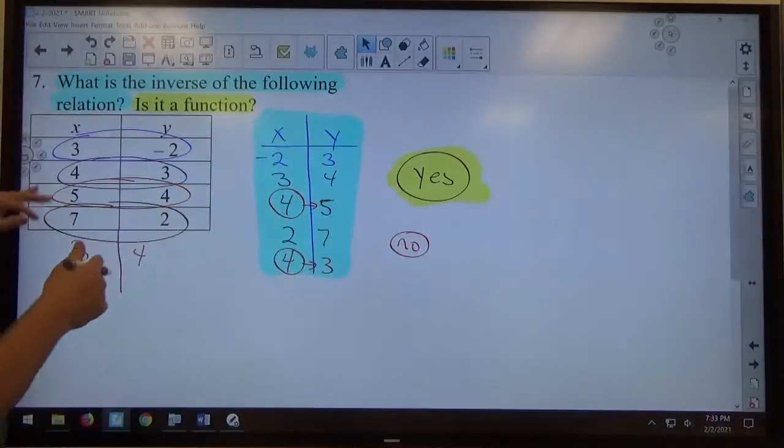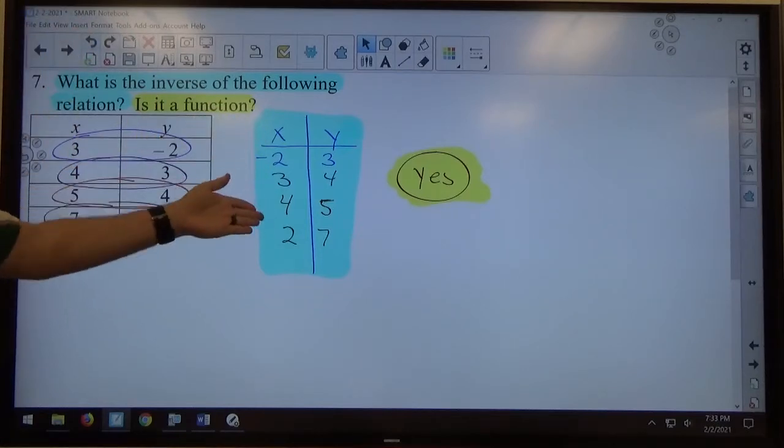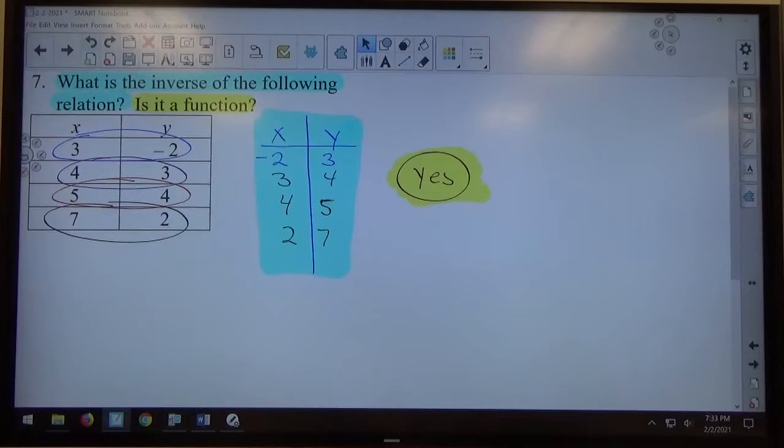Again, that didn't happen on this problem, but it could very well happen on the quiz. So know how to distinguish a function for the specific problem that's here. That's the answer to the inverse, and it is a yes, it's a function because each x leads to exactly one y.